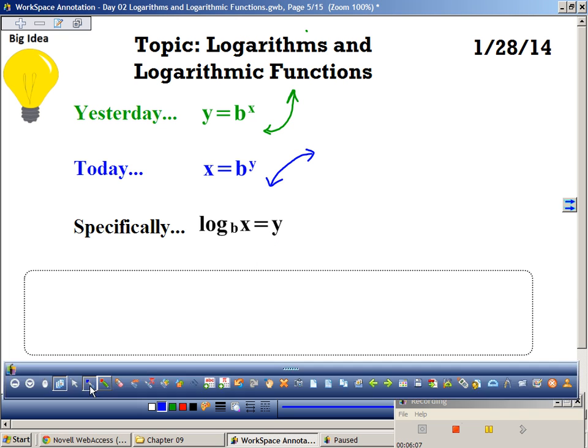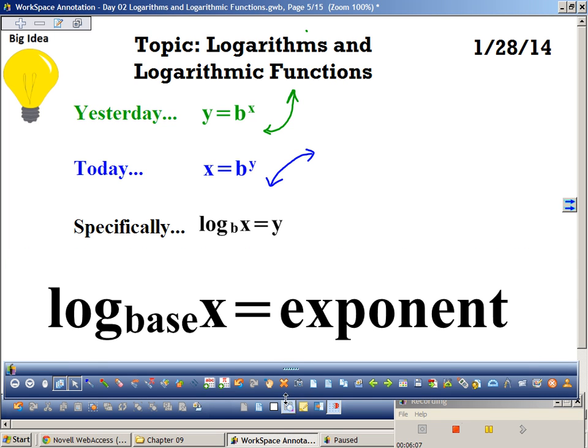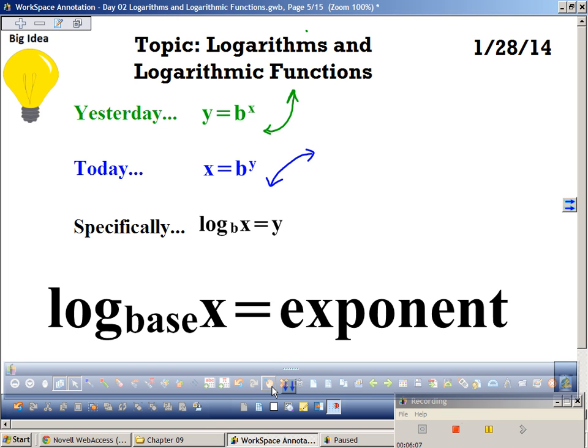Okay? Here is how I have this. Actually, Ms. Wiz told me that when she reviews logarithmic functions with her Prob and Stat kids, they like to see it like this: log base x equals exponent. Okay? We're going to explain what that means.